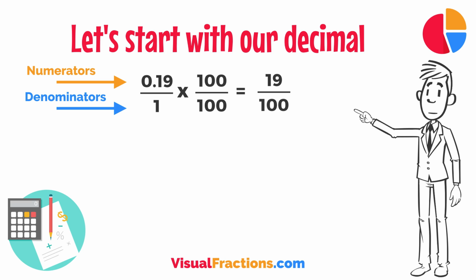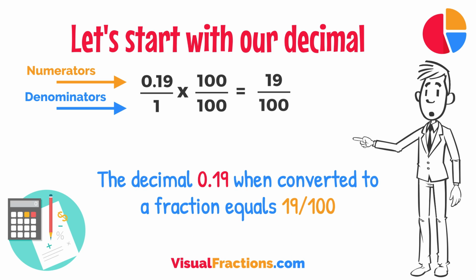And there you have it. The decimal 0.19 when converted to a fraction equals 19 100ths. This fraction is in its simplest form and cannot be further simplified.